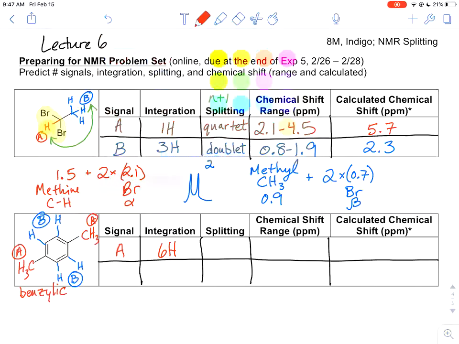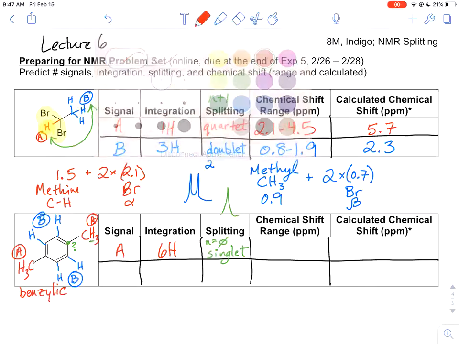So what we're really looking at, if we're comparing these hydrogens here, is whether we have any protons on that carbon, and we do not. So there are no neighbors, N equals 0. This is just going to show up as a singlet, just one single peak. Boom, singlet. We then want to figure out what our chemical shift range is going to be.